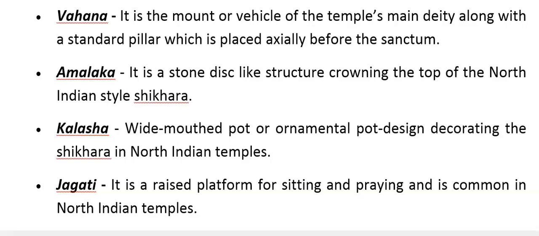Then comes the Amlaka. It is a stone disc-like structure crowning the top of the North Indian style Shikhara. And simply remember that it is a stone disc-like structure crowning the top of Shikhara, meaning शिखर के ऊपर अम्लका होता है, like a crown. Crown जो कि हम लोग सर के ऊपर पहनते हैं, so you can imagine this head like a शिखर and वो crown like an Amlaka.